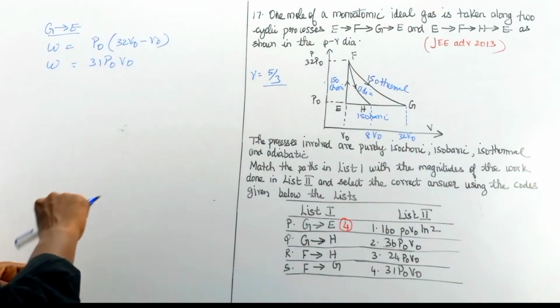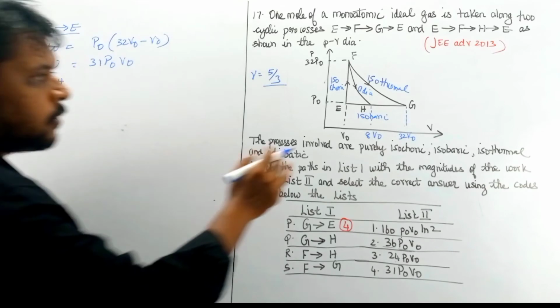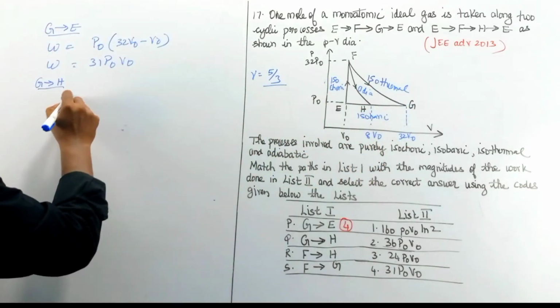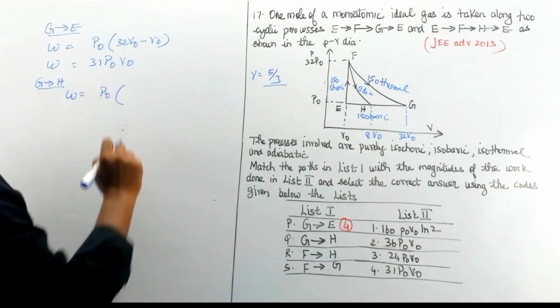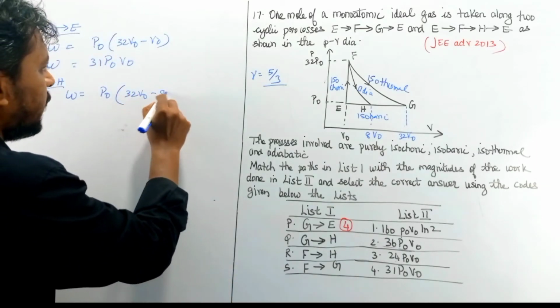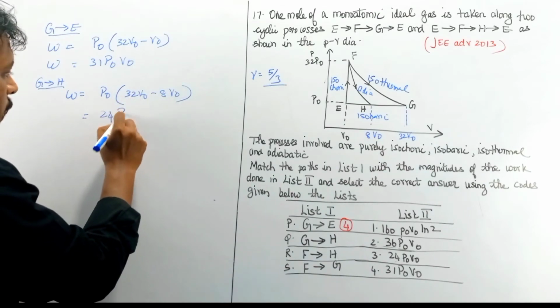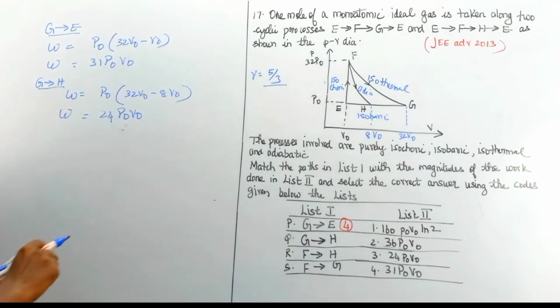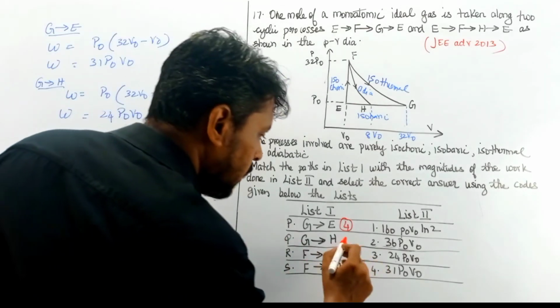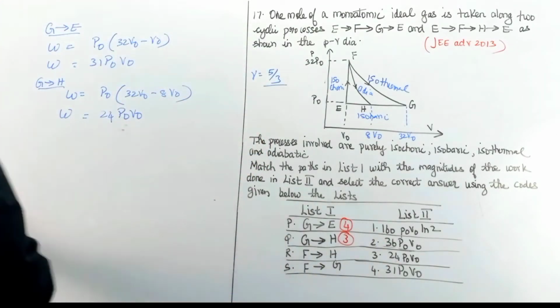Okay. Now along the next path, G to H. So G to H also is a constant pressure process. So here also work done is, pressure is P0, but the volumes are 32 V0 minus 8 V0, which is equal to 32 minus 8 is 24, so 24 P0 V0. So G to H is option 3. Okay. Now I am going to rub it.